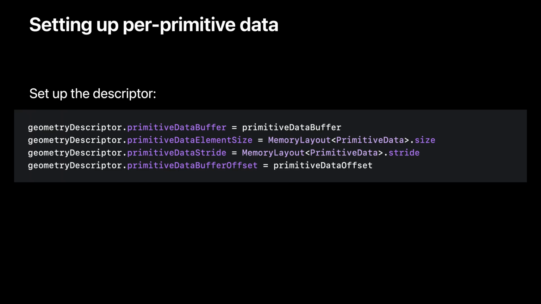Next, I will show you how to store the primitive data in the acceleration structure. You will need to do this before you can access it from the intersection function. You will need to set a few fields in the acceleration structure geometry descriptor. First, set the metal buffer where the data is stored. Next, specify the size of the data that will be stored for each primitive. If your data is not tightly packed in the buffer or doesn't start at the beginning of the buffer, you can also specify the stride and the offset. Otherwise, these values default to 0, so you don't need to set them.